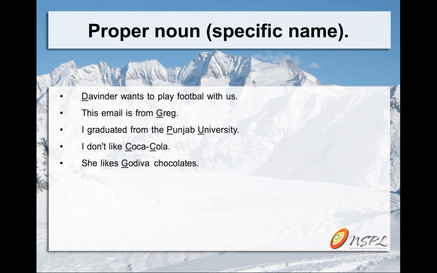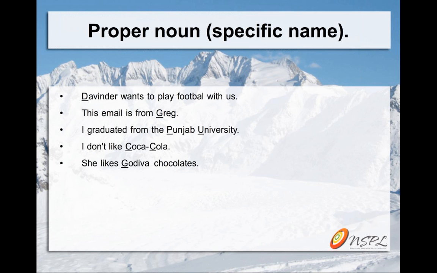So then comes a proper noun, a specific name. Nouns are names, specific names. The winner is a name, right? So the winner wants to play football with us. Here two rules apply actually: one is the sentence rule and one is the noun rule. But I'll give you a few examples where the name will come at the end, but will still be a capital letter. This email is from Greg. Greg is a noun. That's why it's capital.